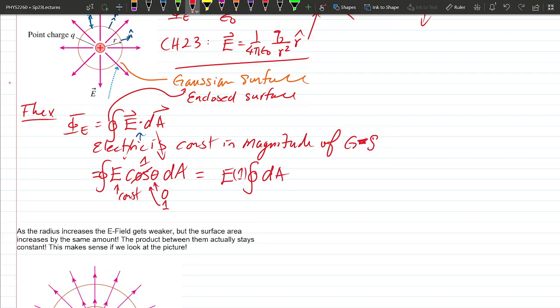And now we are just calculating the closed surface integral of an area. Remember when you do this type of integral, if I just integrate dx, you just get x. If I integrate dA, I just get A. So this is just E times the area.